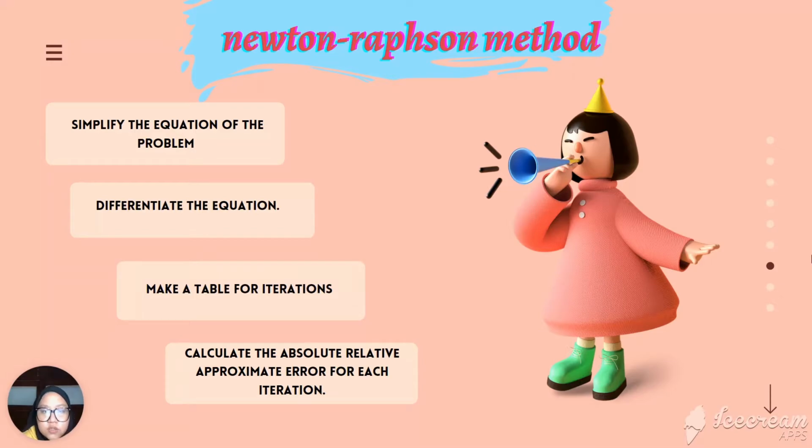This shows the steps for the Newton-Raphson method. First, we need to simplify the equation of the problem. Second, we need to differentiate the equation. Third, we need to make a table for iteration, where the formula for iteration 1 is a multiplied, which is the part in R, which is a minus b divided by c. And fourth, we need to calculate the absolute relative approximate error for each iteration.